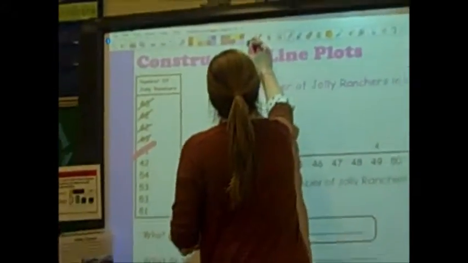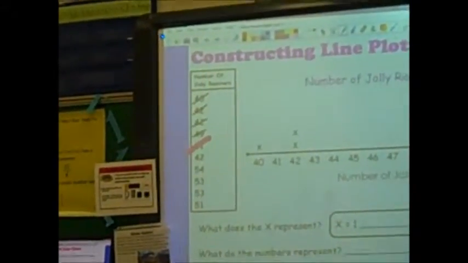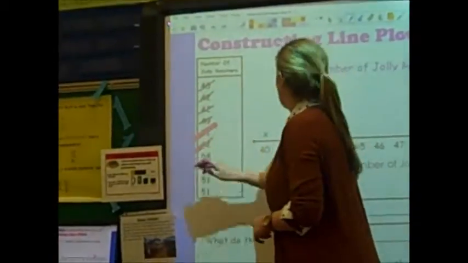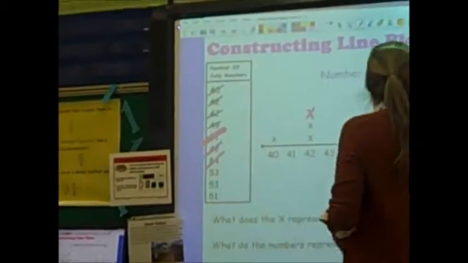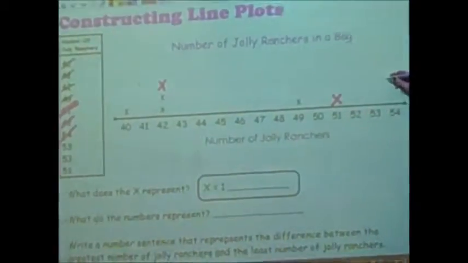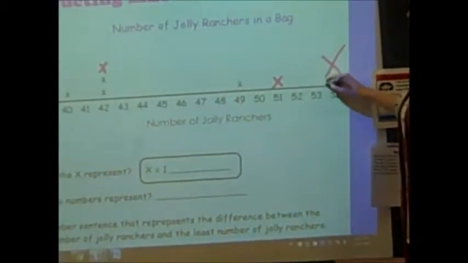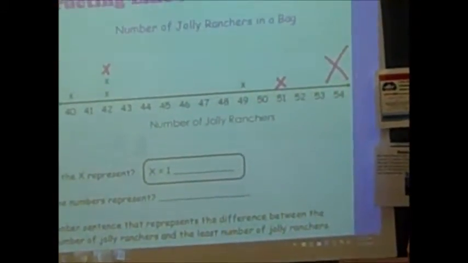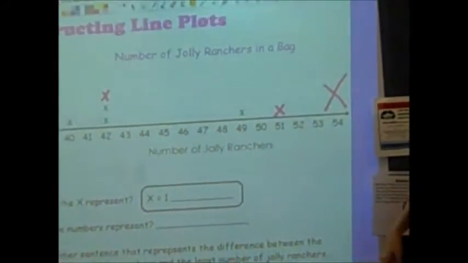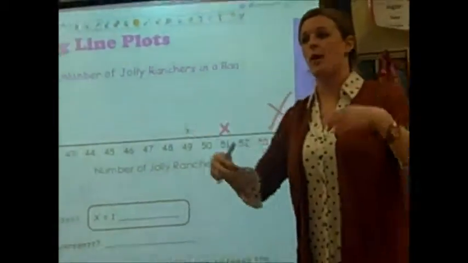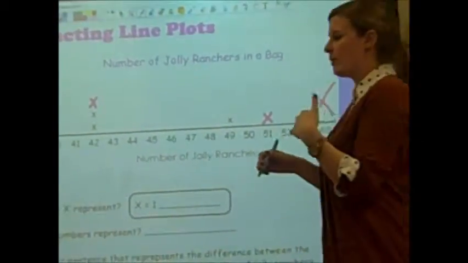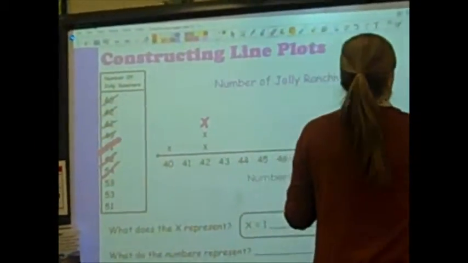Cross out 51 and put an X over 51. Cross out 42, another X over 42. Cross out 54, and this is something that we don't want to encourage our kids to do. Make their X's different sizes. It can tend to make one column a little bit taller than another when we're really trying to make sure that they're as even as they possibly can be.